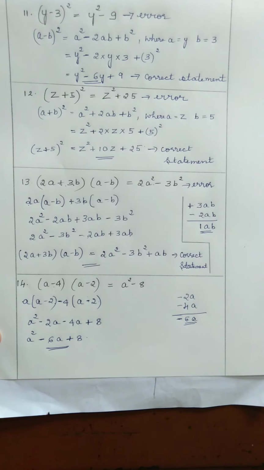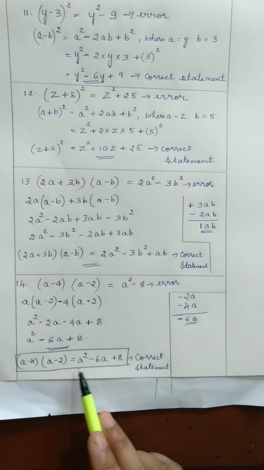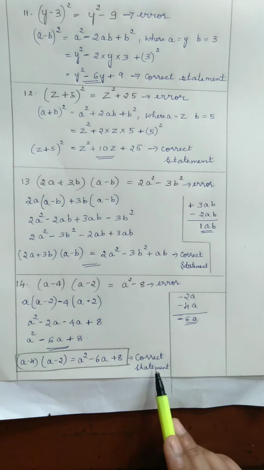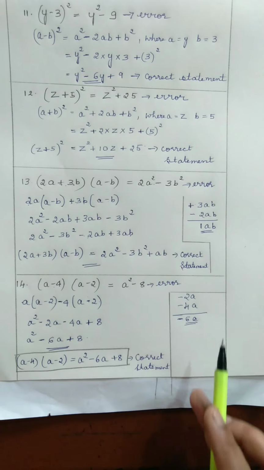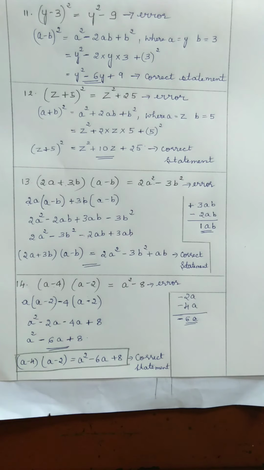Therefore, a minus 4 into a minus 2 is equal to a square minus 6a plus 8 is the correct statement, and a square minus 8 is having the error. So, this is the answer to the 14th problem.